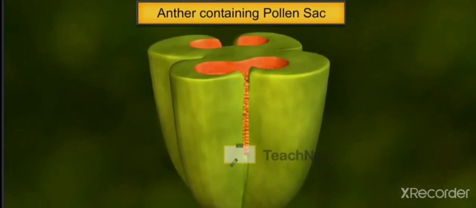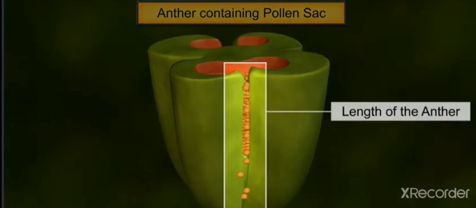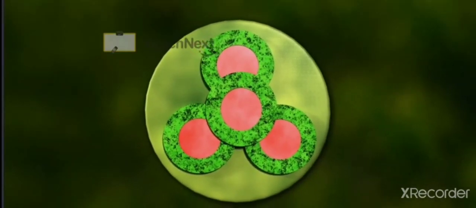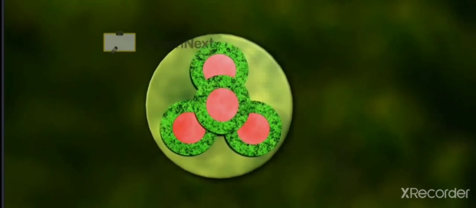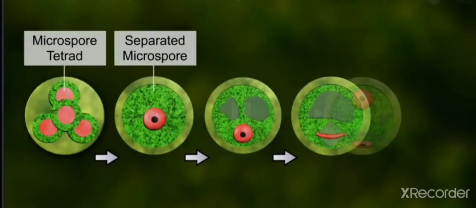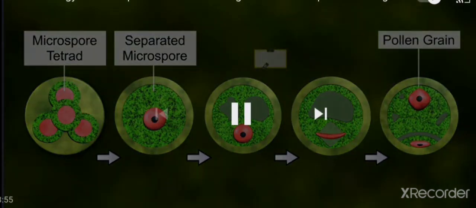And after that the anthers mature and dehydrate. And what happens to the microspore tetrad? The microspore tetrad dissociates, and that's how the pollen grains are formed. As the anther matures and dehydrates, the microspore tetrad dissociates and forms the pollen grains.